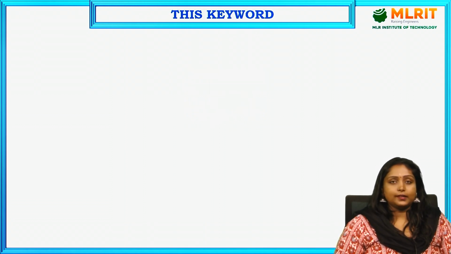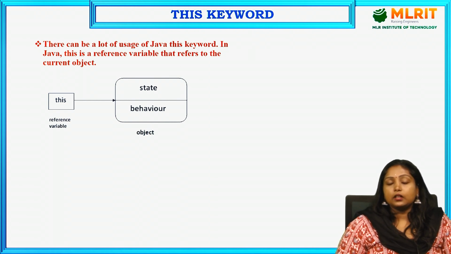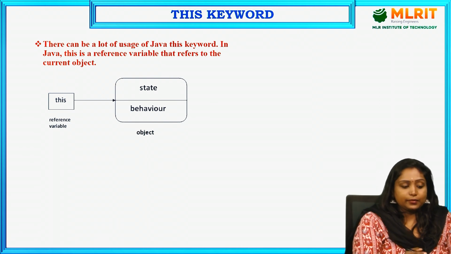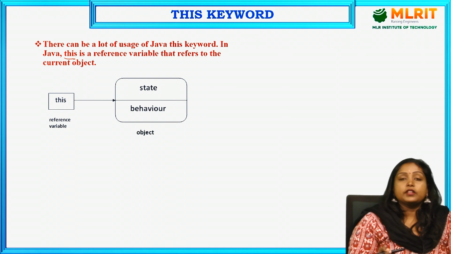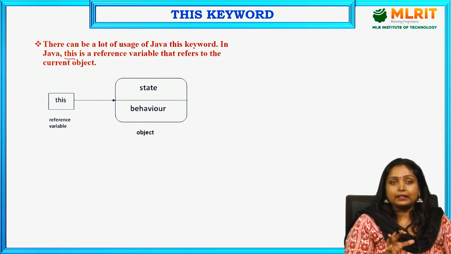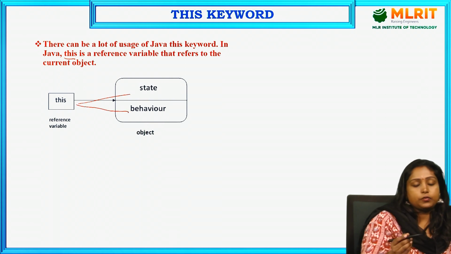So what is this keyword? The this keyword has a lot of usages in Java. In Java, this is a reference variable which refers to the current object. So this refers to the particular state and particular object.